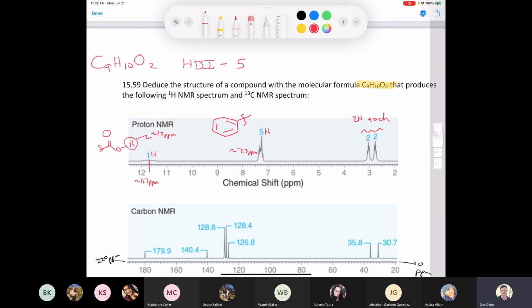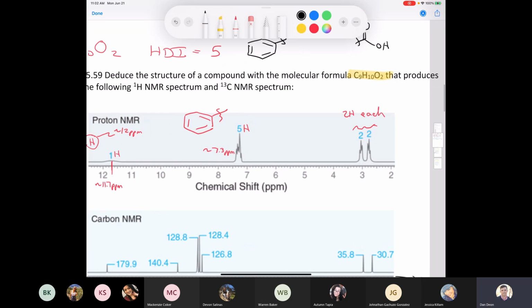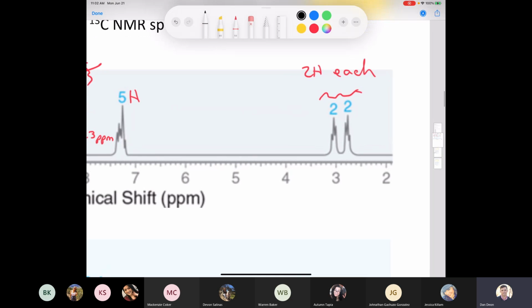Now we've gotten rid of all the HDIs, right? Because there's 4 units of unsaturation here, and there's 1 here. So I know I've got an aromatic ring in my molecule, and I know I've got a carboxyl group in my molecule. Now I've got 2 more signals down here, and the resolution isn't the greatest here, so I'll kind of help you out. But this one is a triplet, and this one is a triplet.